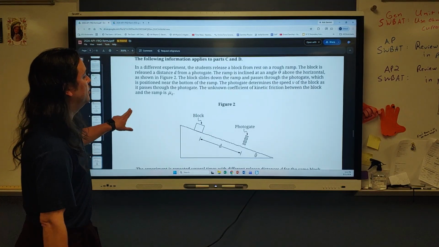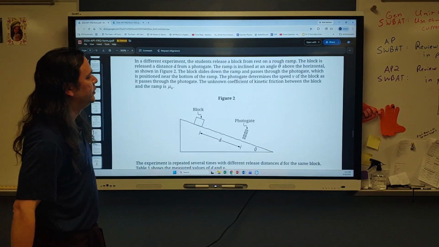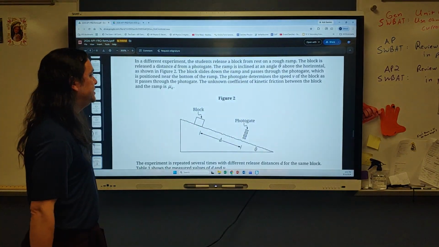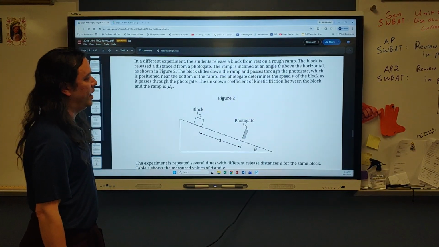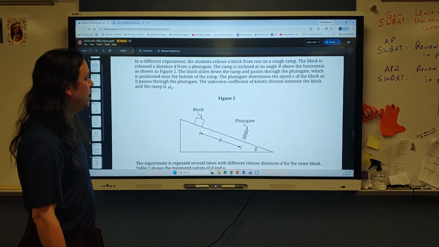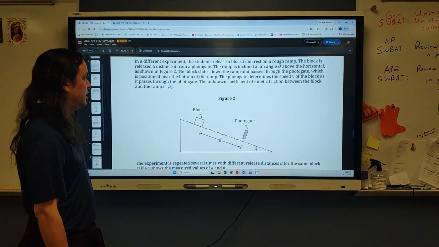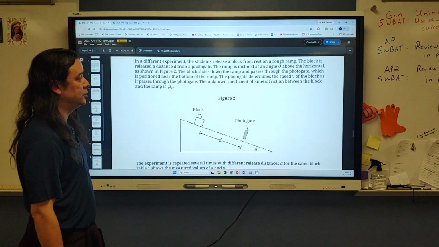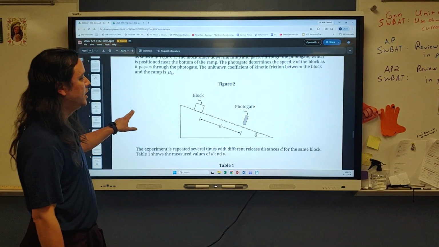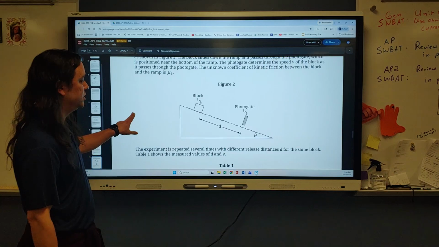The following information applies to parts C and D. In a different experiment, the students release a block from rest on a rough ramp. The block is released a distance d from a photo gate. The ramp is inclined at an angle theta above the horizontal as shown in figure 2. The block slides down the ramp and passes through the photo gate, which is positioned near the bottom of the ramp. The photo gate determines the speed v of the block as it passes through the photo gate. The unknown coefficient of kinetic friction between the block and the ramp is mu sub k.